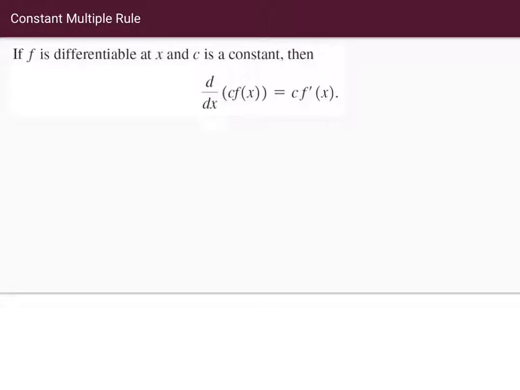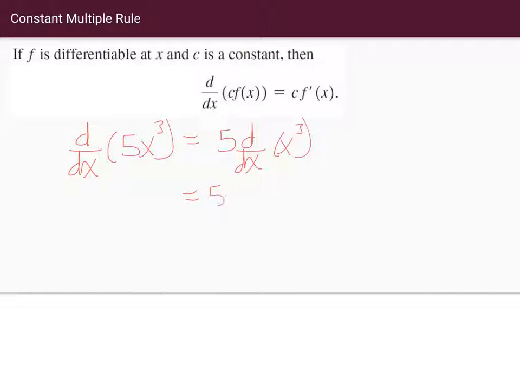For example, what if we wanted to take the derivative of 5x cubed? This rule takes care of that. It says that this is the same as 5 times the derivative of x cubed. So we see that the constant multiple just comes along for the ride. So we have 5, and then we take the derivative of x cubed. Using our power rule, we see that that's 3x squared. So we now have 15x squared as the derivative of 5x cubed.